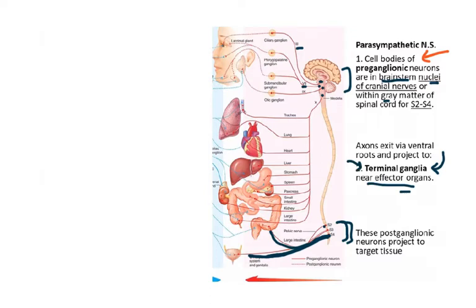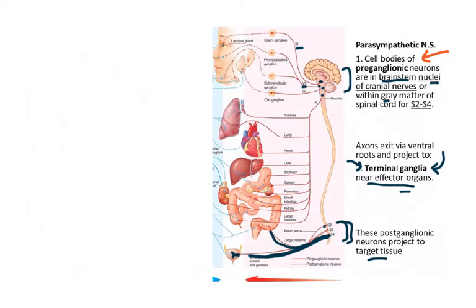But that's where the autonomic ganglia will be found. So it's called the terminal ganglia because it's really close to the target. And then they'll have a very short axon. The autonomic ganglia, or the postganglionic neuron's axon, will be very short because it has a very short distance to get to its target tissue.